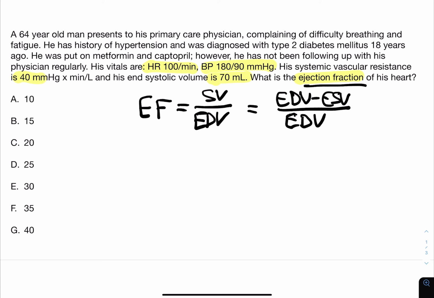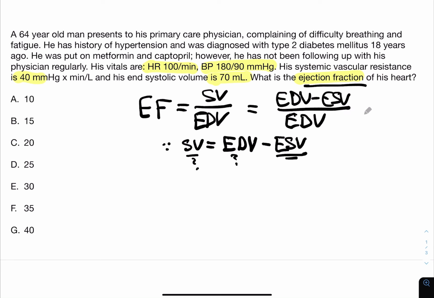This is because the stroke volume is equal to the difference between the blood volume you have at the end of diastole and the blood volume you have at the end of systole or contraction. So this represents the volume of blood that's ejected out of the left ventricle into the aorta. The only value we have that's given is the end systolic volume, and this means we're going to have 2 unknown variables. So we can't solve using this formula.